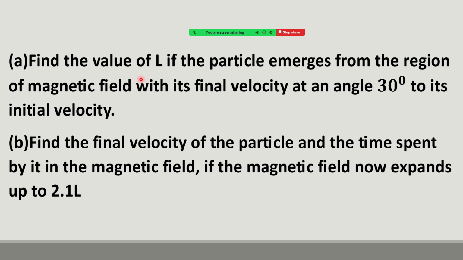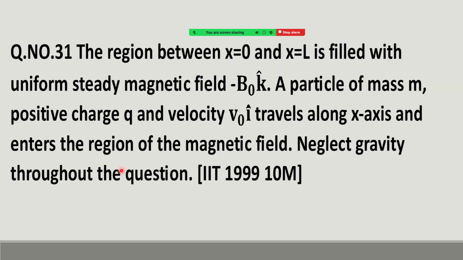Find the value of L if the particle emerges from the region of magnetic field with its final velocity at an angle 30 degrees to its initial velocity. That's the first question. And coming to second one, find the final velocity of the particle and the time spent by it in the magnetic field if the magnetic field now expands up to 2.1 L. Let us see first how to start.